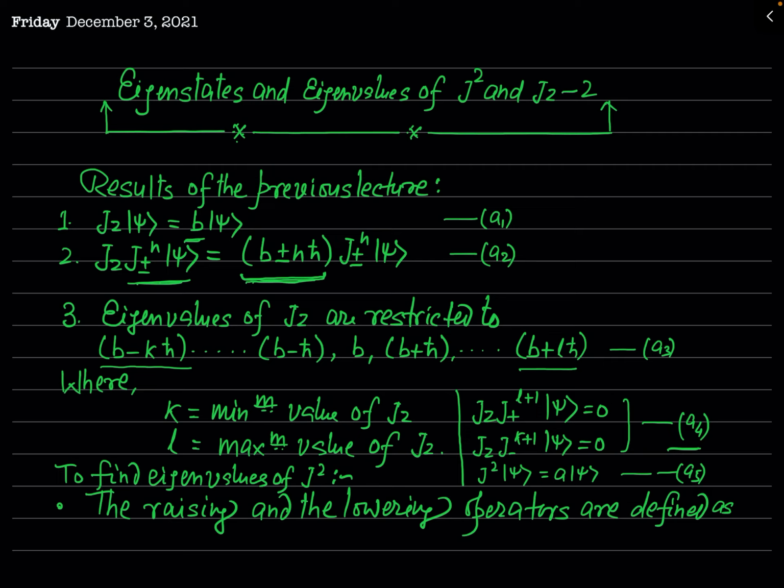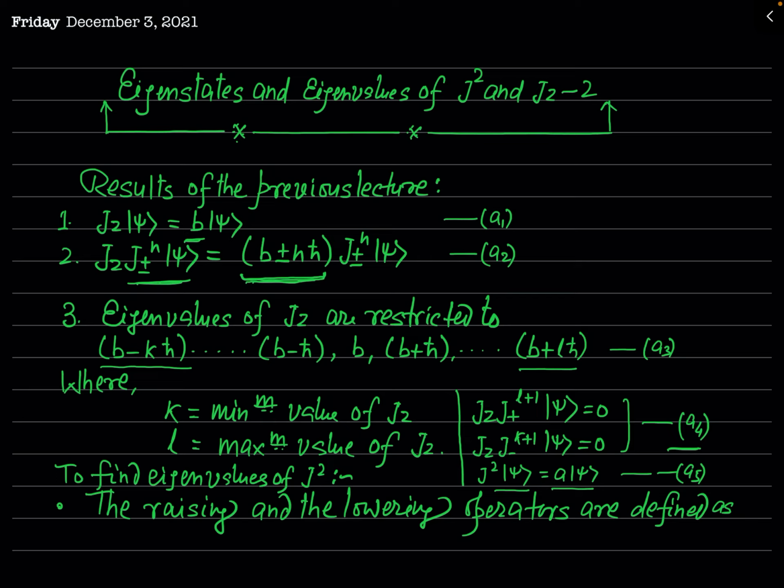Now in this second part of the lecture, we will finally find the eigenvalues of the operators Jz and J squared. First of all, let us see how we can find the eigenvalues of the operator J squared. We also wrote the eigenvalue equation for J squared in the previous lecture: J squared operated on ket psi is equal to a ket psi, where we have assumed that a is fixed and is the eigenvalue of the operator J squared.